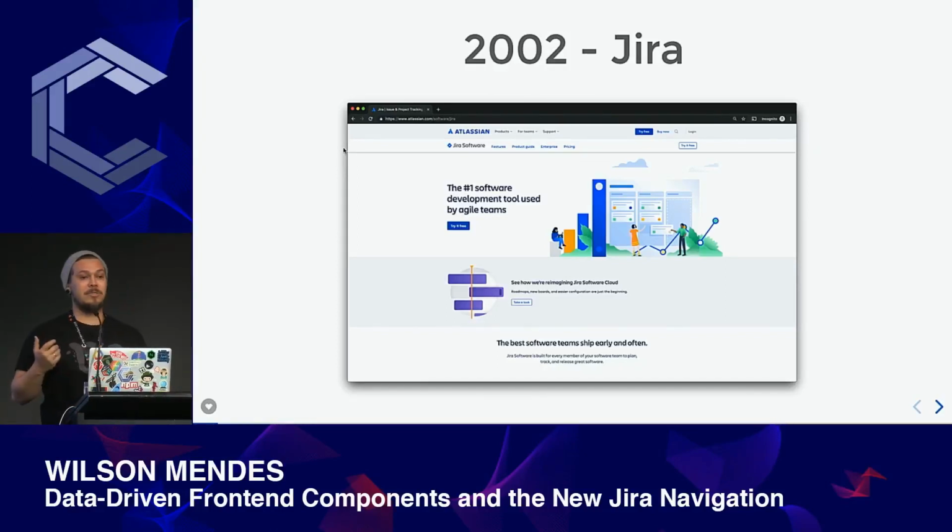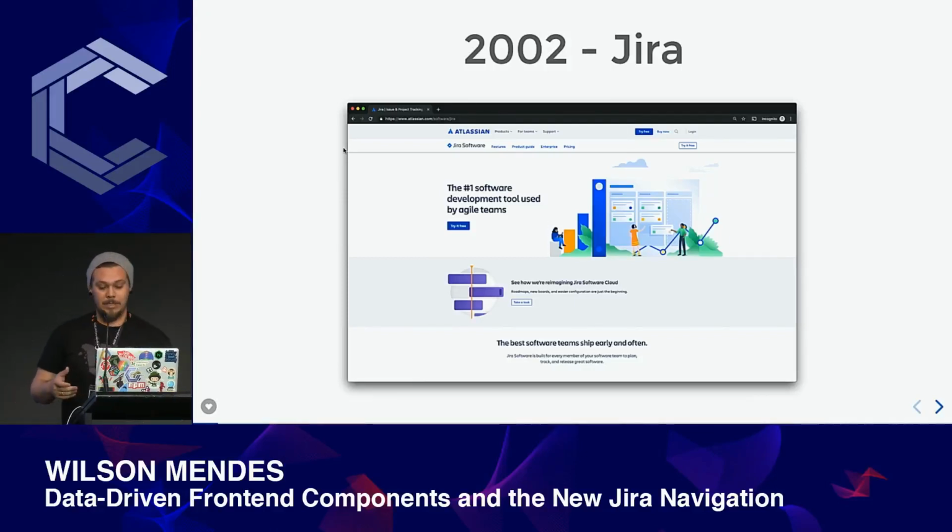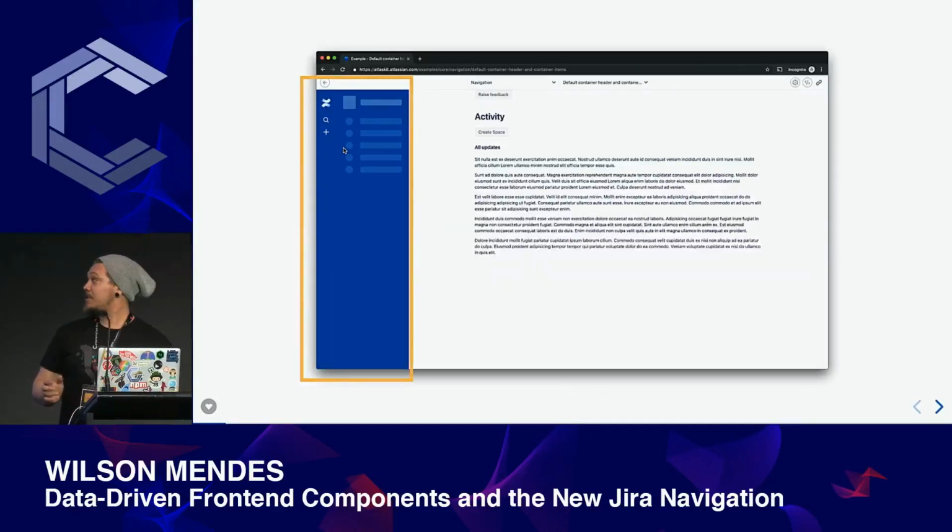So yeah, 2002, that was a great year. Atlassian started, and the biggest product was Jira. That was one of the first landing pages that we used to do some ads for Jira and explain the product, the idea, and the benefits of using that. And that was the first navigation.